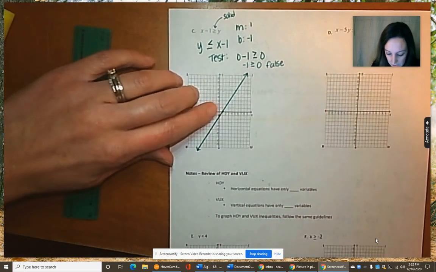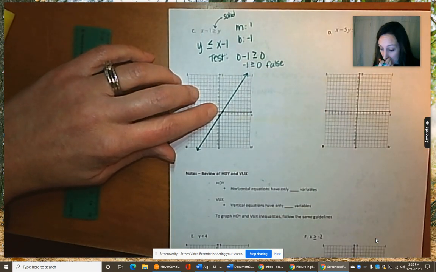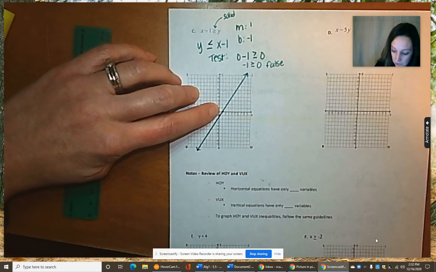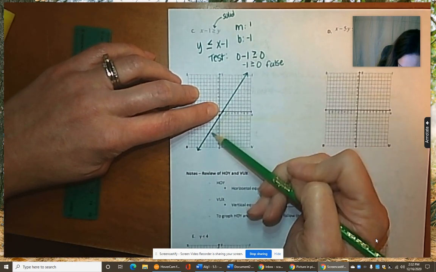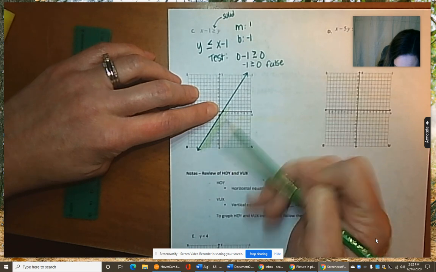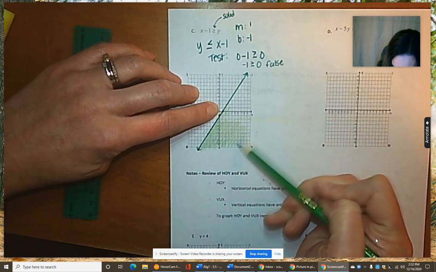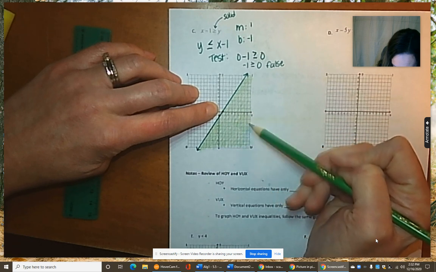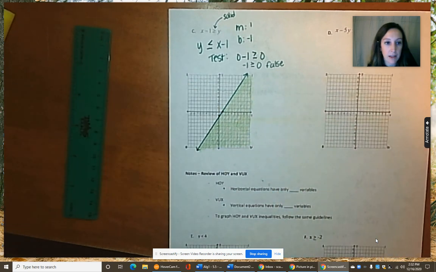So if it's false, I shade on the side that's on the other side of my boundary from 0, 0. So here's 0, 0. I want to shade away, so I'm going to shade on this side of it. The shading is critical to graphing inequalities.